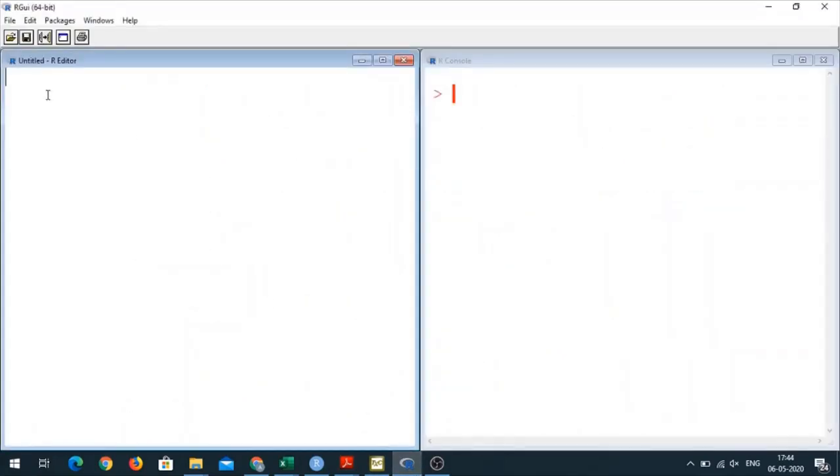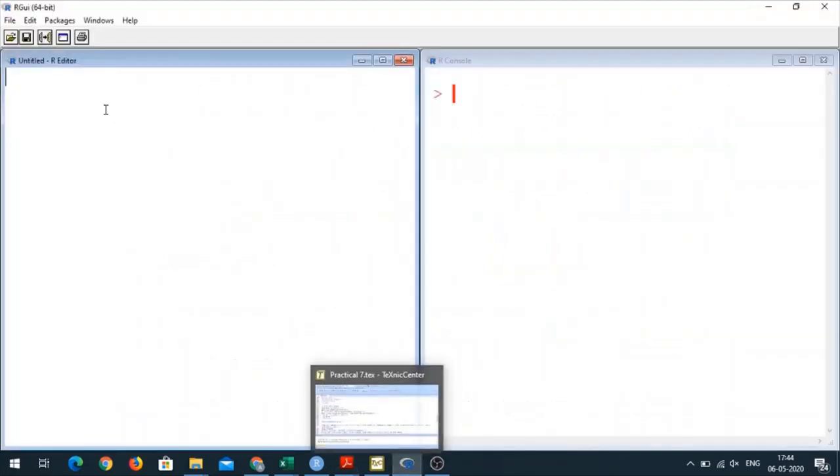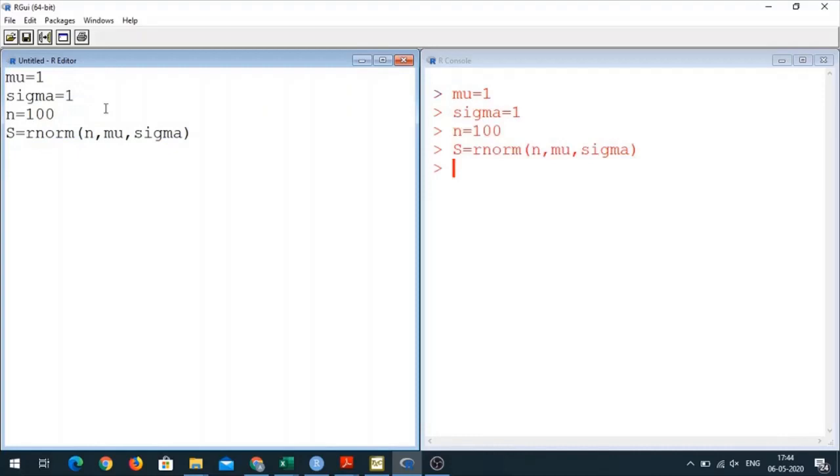So I don't know whether you have noticed, but in this particular exercise we are having univariate normal distribution. Okay, so my mu is 1, my sigma is also 1. Let my sample be rnorm, n is 100. We are supposed to obtain a sample of size 100 with mu and sigma. Okay, so let me run this. I have a sample.